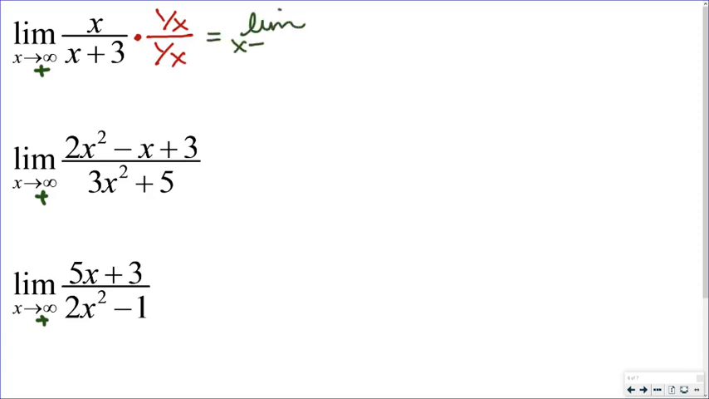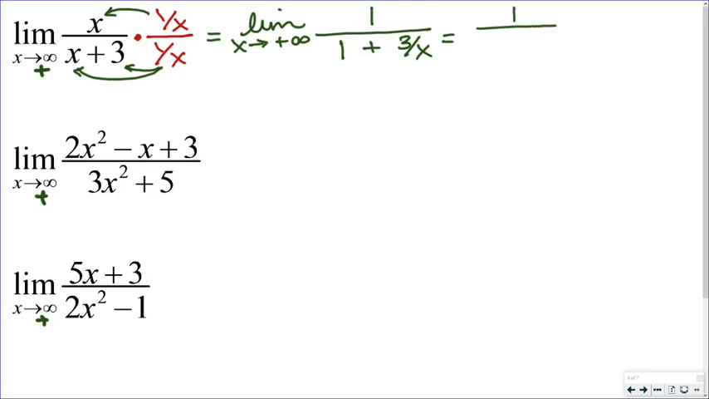So I have the limit as x approaches positive infinity of, well, x divided by x is 1. And then in the denominator, I have x divided by x, which should be a 1, plus 3 divided by x. And now I'm actually ready to evaluate the limit. When I plug in infinity, I get 1 over 1 plus 3 over infinity.